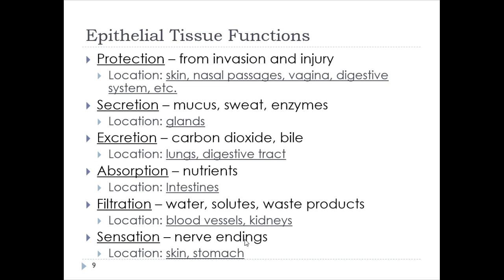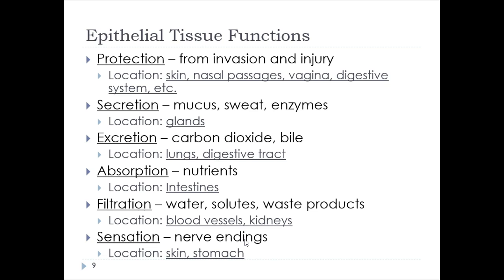Excretion, they're going to help us excrete waste products like carbon dioxide. There's some that are going to be excreting bile from like our gallbladder, and the locations would be our lung, our digestive tract. Absorption, these are going to be things that are going to allow things to come in, so like nutrients, those are definitely going to be in our small intestines.